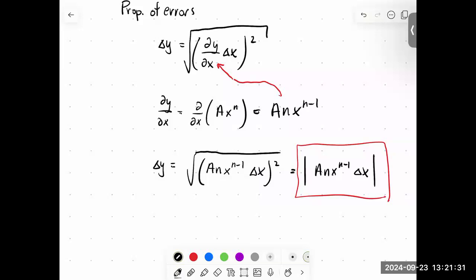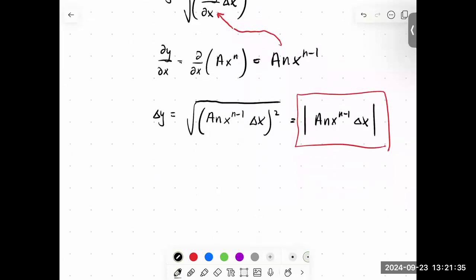Okay, what I'm going to do is I'm going to do something similar to what we did for the previous example. Let's consider delta y over y. Okay, well, delta y, we just did that calculation.